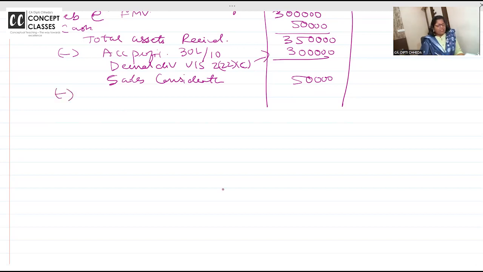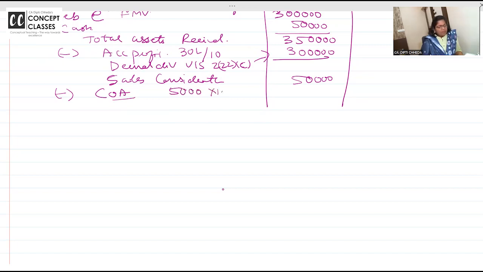Now sale consideration. Take a pause and tell me, dear student, shall I take indexation? Answer is no. In another 2 days I'll put one video on YouTube for the age of the capital asset and the taxability that you all should know. If it is listed shares, above 1 year is long term, otherwise short term. But if it is unlisted shares, 2 years. Here it is less than 2 years, so it is short term. So no indexation. Sale consideration is 50,000 and shares are acquired at what rate?